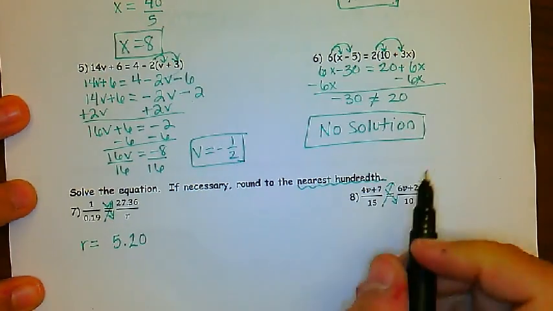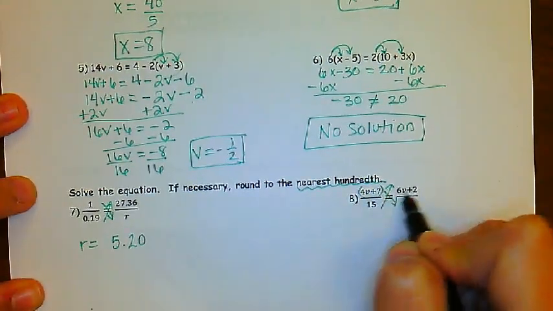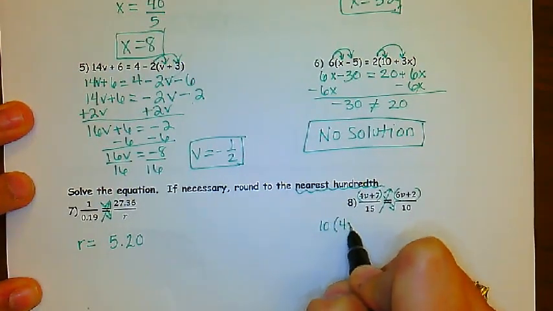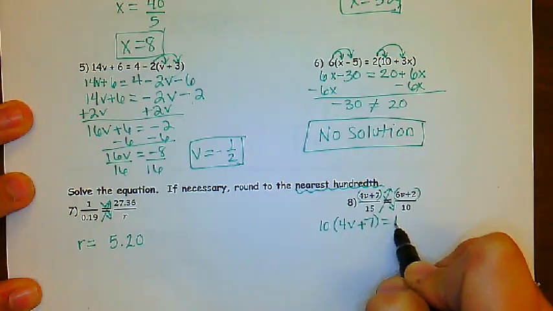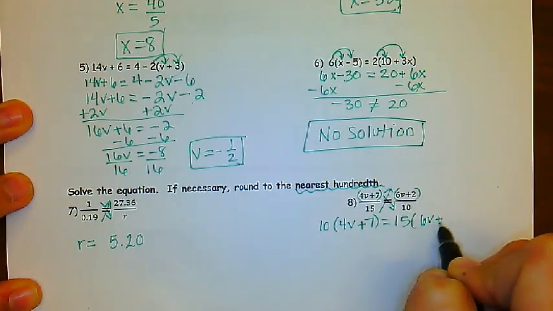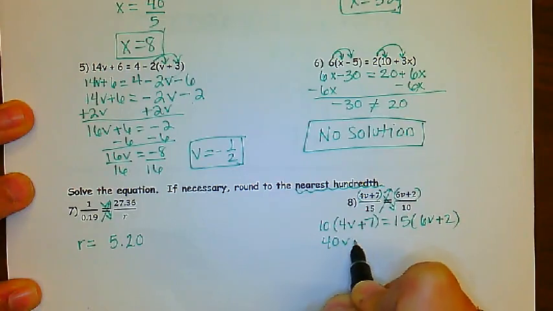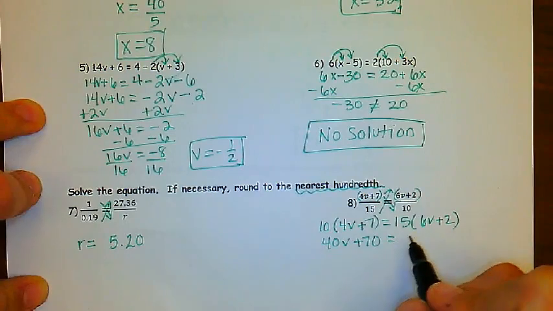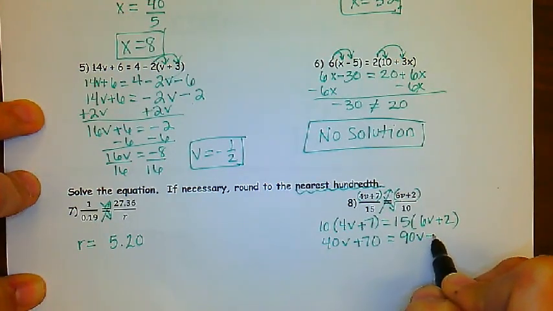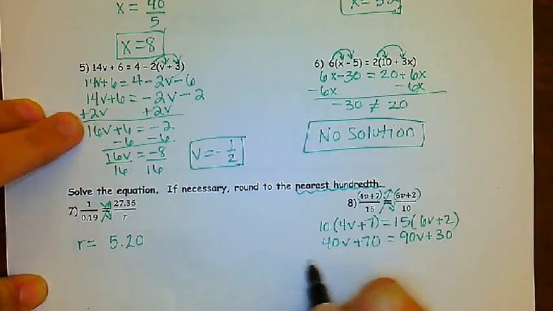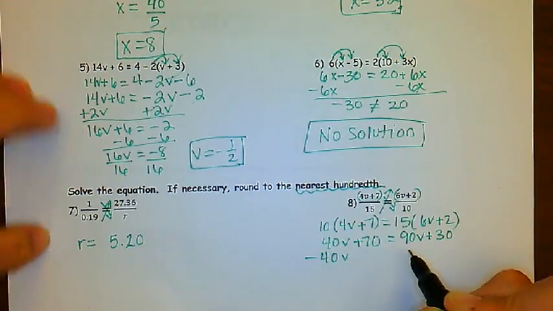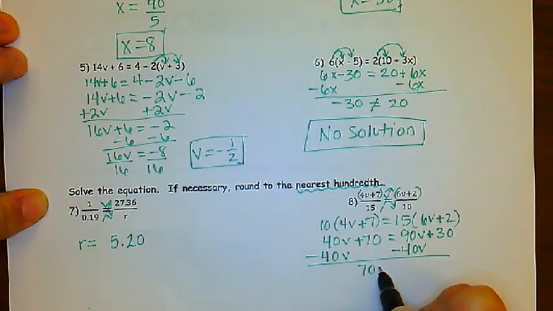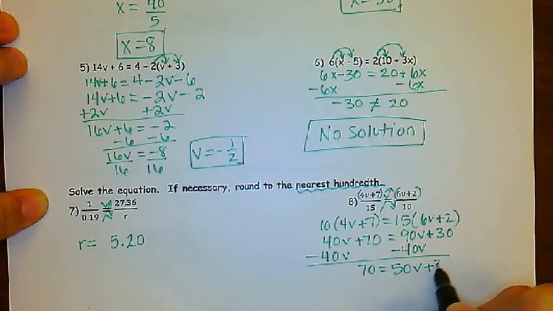Okay, so we're going to cross multiply. Again, make sure when you see those you put parentheses around it. So I'm going to get 10 times 4v plus 7 is equal to 15 times 6v plus 2. So I get 40v plus 70. This is 90v plus 30. Let's move these over. 70 is equal to 50v plus 30.